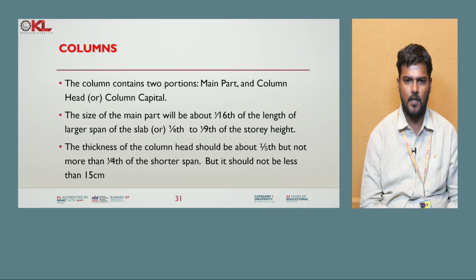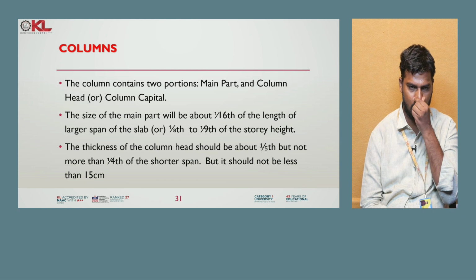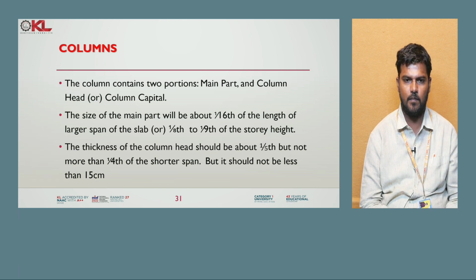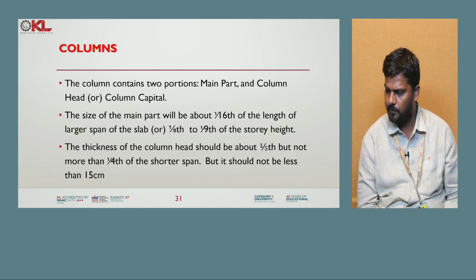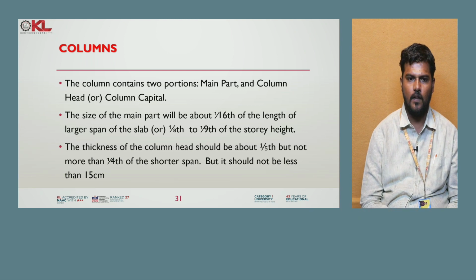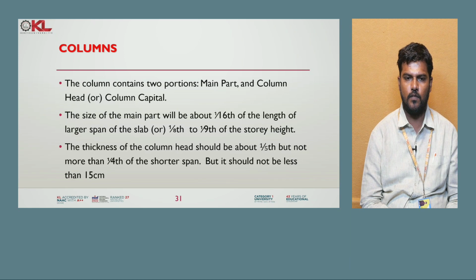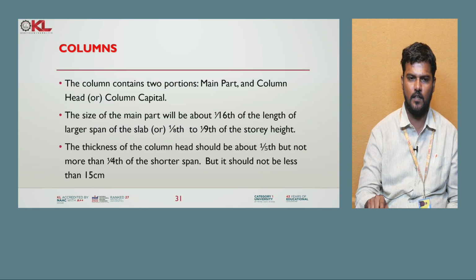The size of the main part will be about 1/16th of the length of the largest span of the slab, and 1/8 to 1/9 of the story height. The thickness of the column head should be about 1/5 but not more than 1/4 of the shorter span, but it should not be less than 15 centimeter.